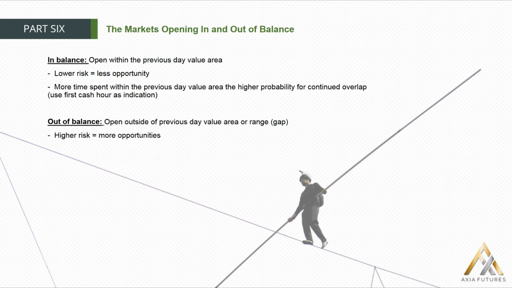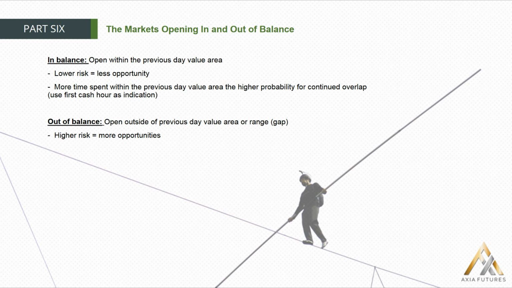The basic illustration here is that when the market is in balance, there tends to be a lot of control, a lot of two-way trade being facilitated. However, if all of a sudden things become shaky on the tightrope, then we start to see a little bit of panic, a little bit of volatility, a little bit of range expansion. And that is why we want to differentiate between a market that is in balance and a market that is out of balance.